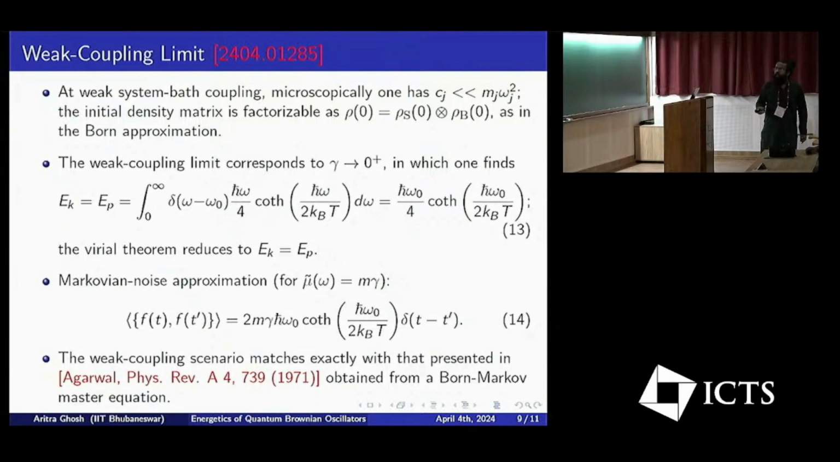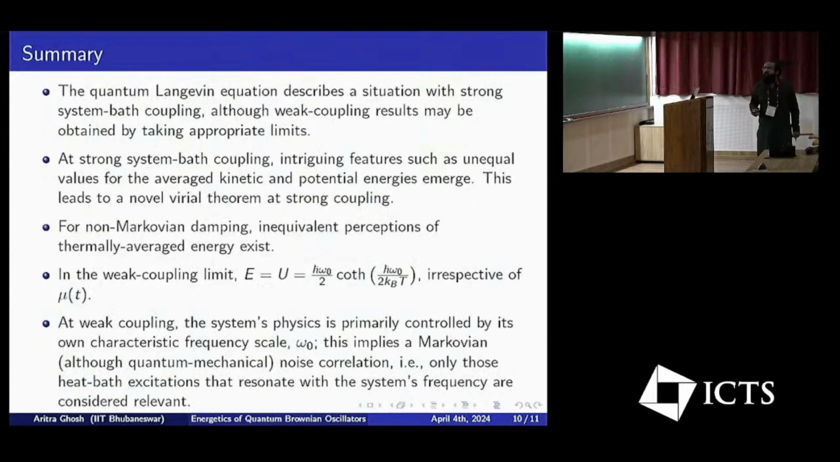And this weak coupling scenario matches exactly with that of Girish Agarwal. He obtained it using a Born-Markov master equation. So to summarize, strong coupling with the bath gives you many interesting results. And in particular, you get inequivalent notions of the energy, although you can get weak coupling results by taking appropriate limits after having computed different quantities. And at weak coupling, both E and U reduce to the familiar expression.